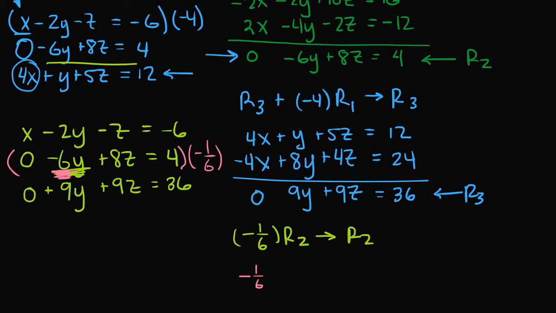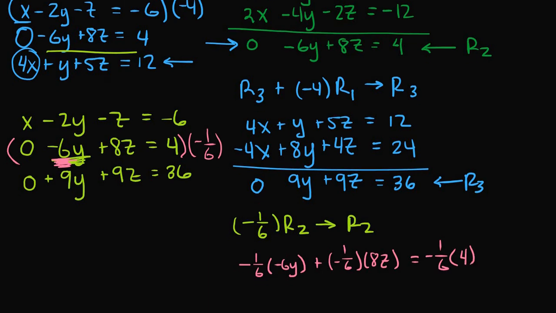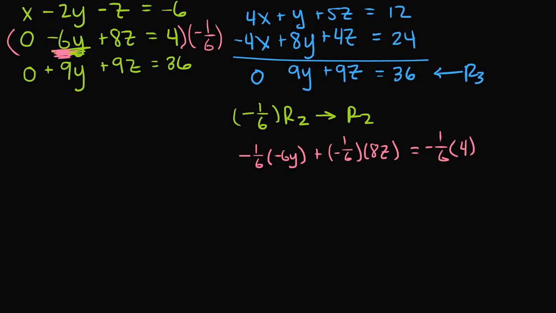So negative 1/6 times negative 6y plus negative 1/6 times 8z is equal to negative 1/6 times 4. So let's scroll down again and make some more room. So this would be equal to, well, negative 1/6 times negative 6 is just y, right? And then we have negative 1/6 times 8z, which is actually going to be minus 8/6, which simplifies to 4/3, right? Z. And that's equal to negative 4/6, which is also negative 2/3.